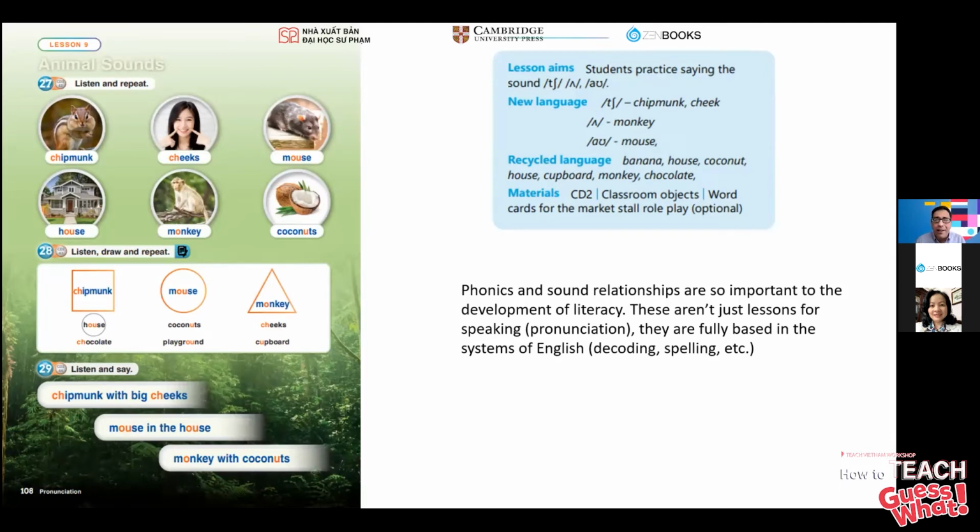Or the ch, you know, how do I make that? Ch, CH makes the ch sound, not the k sound. So these aren't just lessons for speaking, they're fully based in the systems of English. The systems of English being decoding, spelling, all of these things that are tied to phonics.